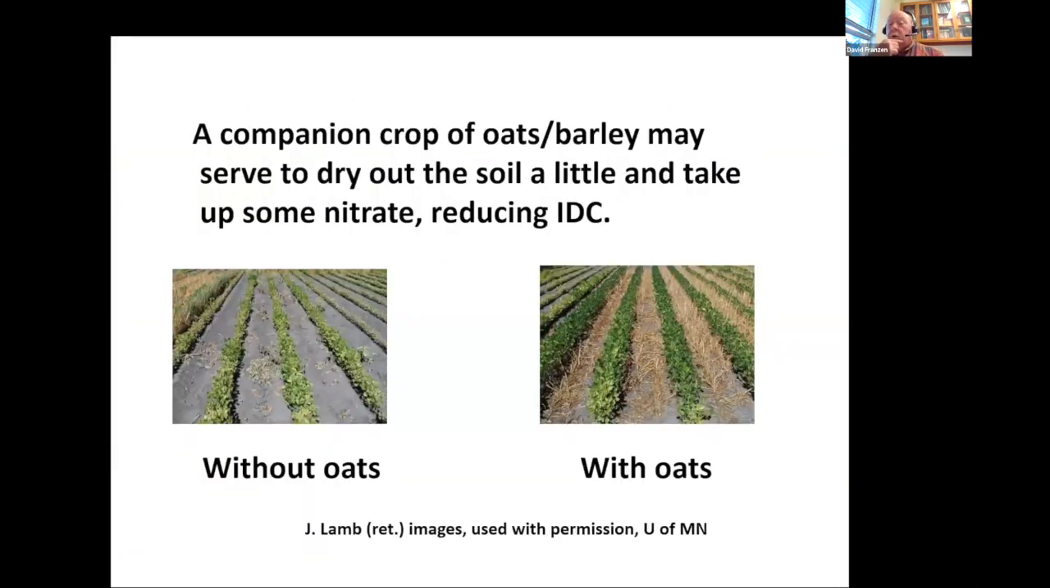All right, so companion crop, why does this work? Another factor that influences IDC is high soil nitrate values.